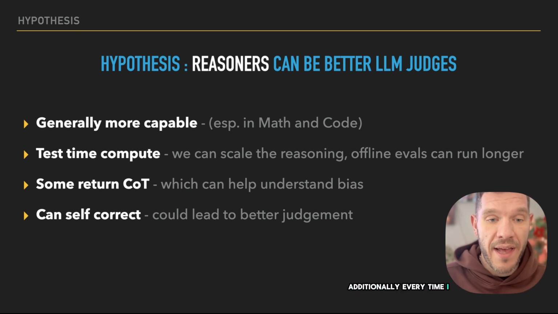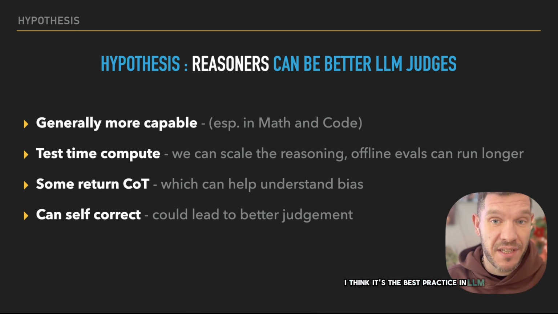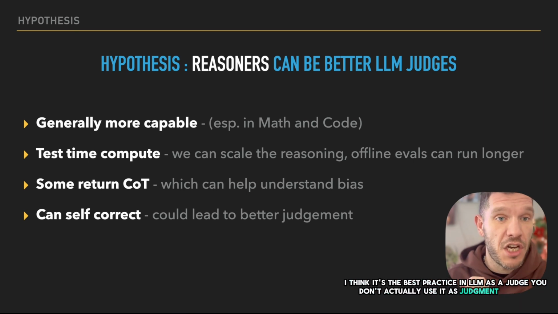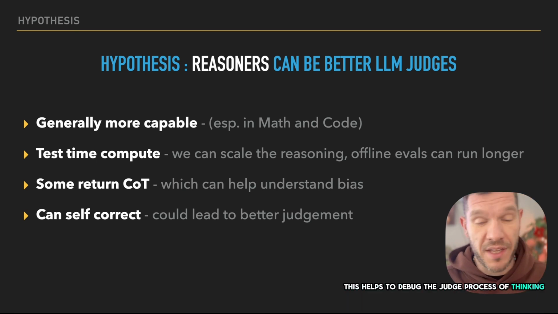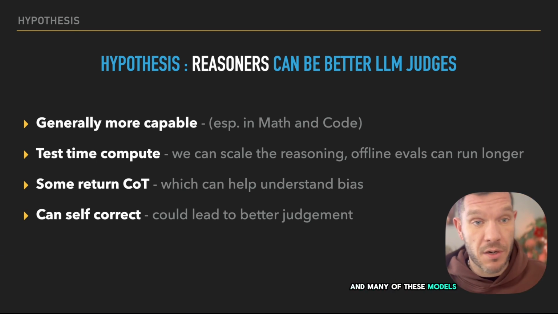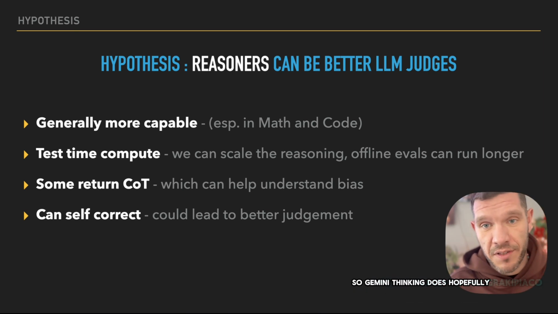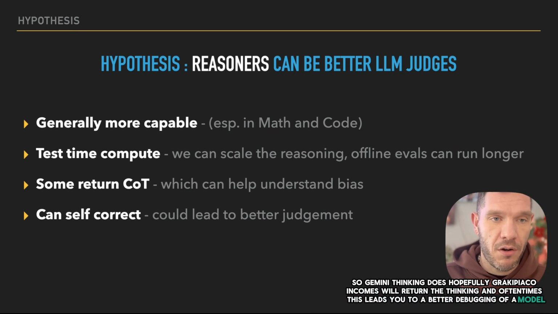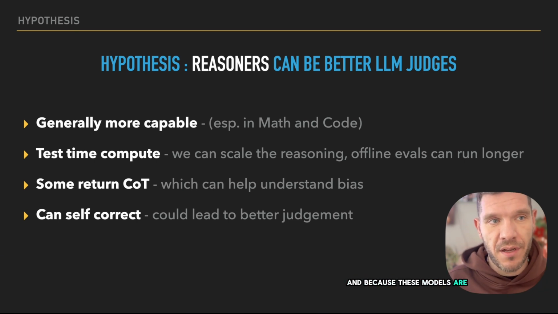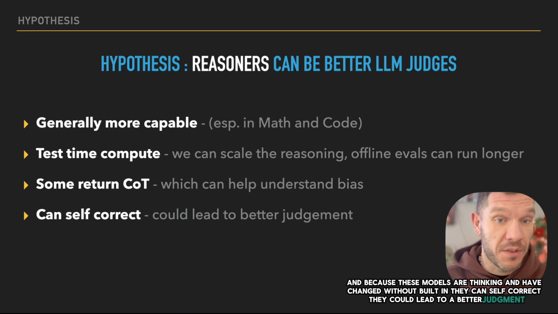Additionally, every time I create an LLM as a judge prompt, I ask it to output its thinking. I think it's the best practice in LLM as a judge. You don't actually use it as judgment, but you ask it to output its thinking. This helps you debug the judge's process of thinking itself. And many of these models return the chain of thought that's built into them. So Gemini thinking does, hopefully the Grok API when it comes will return the thinking. And oftentimes this leads you to better debugging of a model. And because these models are thinking and have chain of thought built in, they can self-correct. They could lead to a better judgment.